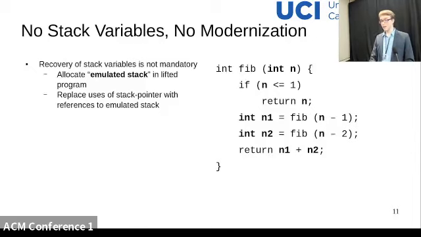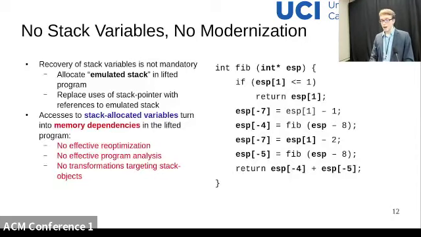To understand this, take a look at the example program at the right. This is a simple recursive Fibonacci function with a handful of local variables. Assume that we compiled this without optimization, so local variables are just allocated directly on the stack. And when this function is lifted, its arguments are replaced with a pointer to a heap allocated area that corresponds to what is known as the emulated stack.